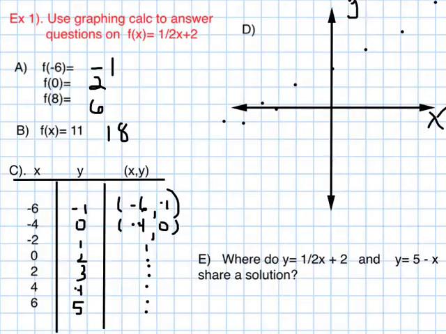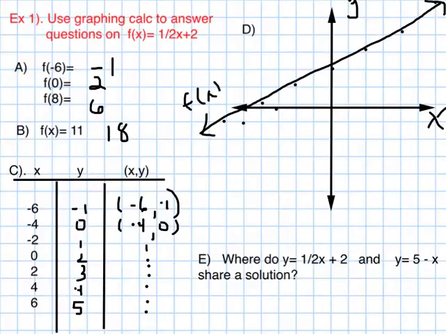We get all those points coming in here. Connect the dots. Put your arrowheads on it. And then you can label this. Once again, this was f of x equals 1/2 x plus 2.